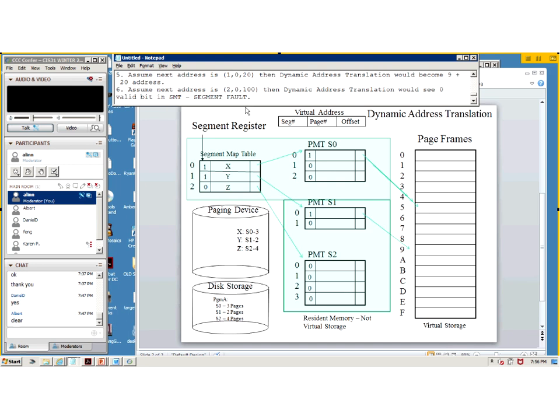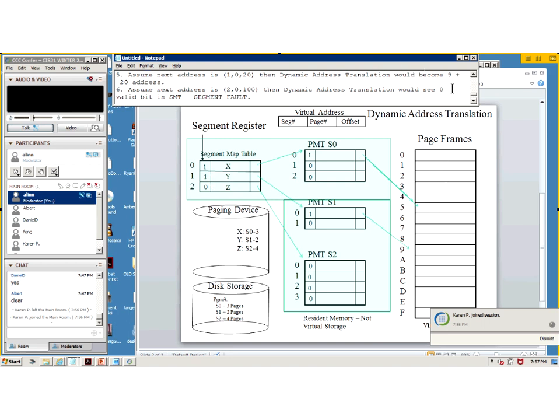Assume the next address is 20100. Well, 2, it would get a segment fault right away because it's not in memory. I mean, it's not in any of the pages, so it's not in the page frames.